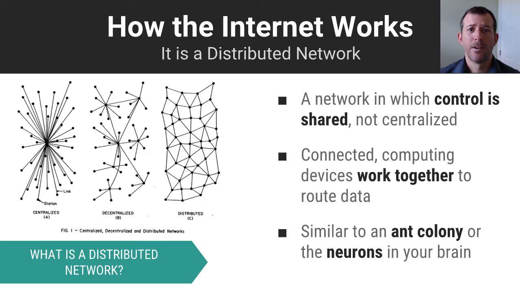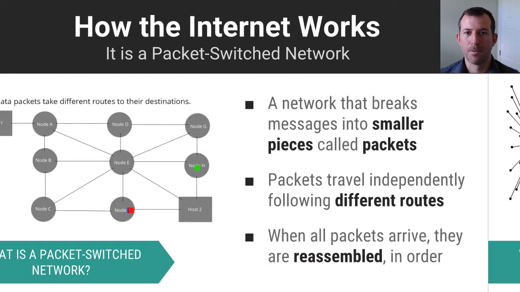As a network, the internet is considered a distributed network. Distributed networks are fascinating things that are very similar to how ant colonies function or how the neurons in your brain function. In a distributed network, responsibilities and control are shared far and wide. So every node or thing in the system has a role to play in its functioning. So when it comes to the internet, all the computers and all the devices connected to the internet can have a role in how information is transferred back and forth.